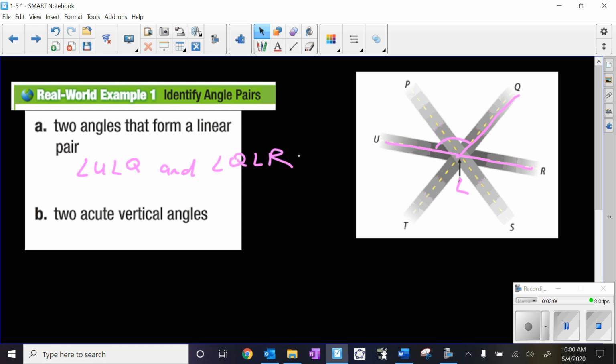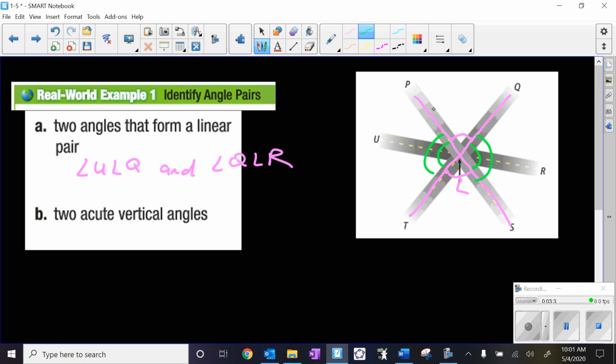Next one, two acute vertical angles. So remember, vertical are going to be formed by two intersecting lines. So I'm going to create, here's one line, here's another line. Remember, vertical angles are ones that can be located across from each other. I'm going to use this top one and maybe this bottom one. I could also use the ones on the side here. Those would also be considered vertical.